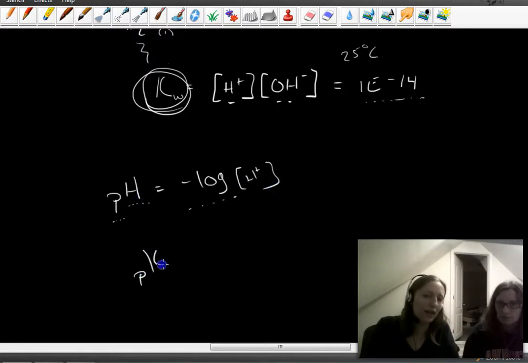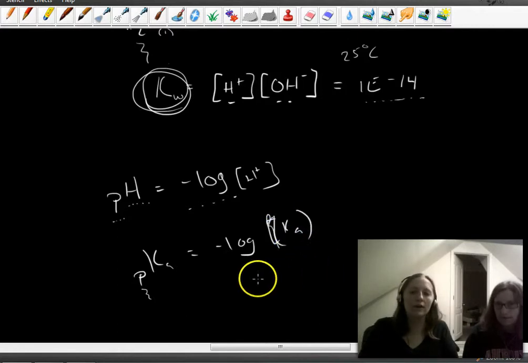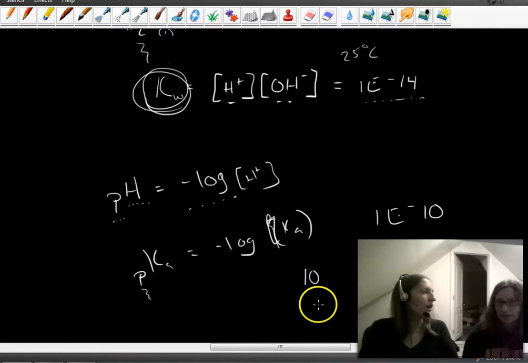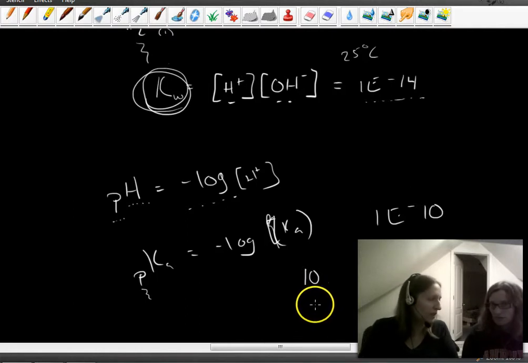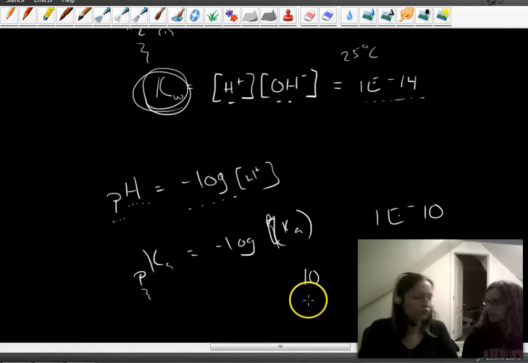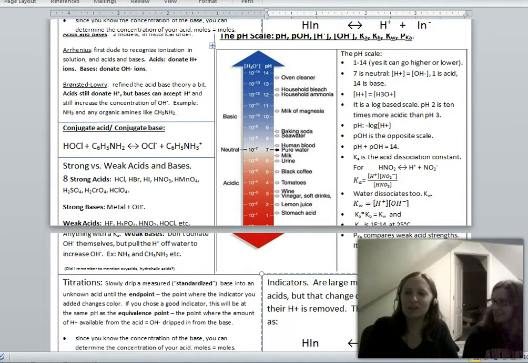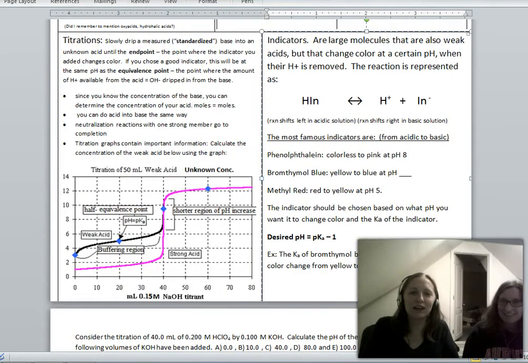So the pKa is the negative log of the Ka. You don't need brackets. Okay? So if you have a Ka equal to 1e to the negative 10, what is the pKa? 10. Bam. Okay? That's going to be helpful because we're going to be able to use pKa in a thing later on. Yay, I love pKas. Why do you keep saying that we're going to be doing stuff later? It's because we're going to be doing lots of stuff later.